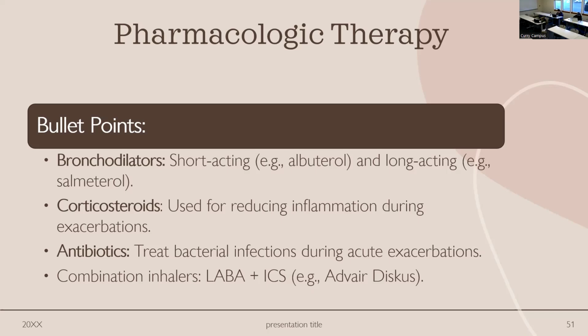Pharmacological therapy, some of the same things as asthma. Short-acting albuterol could help, or long-acting like salmeterol. So the same two medications as asthma patients would take. Corticosteroids, either prednisone oral or inhaled corticosteroid. Antibiotics if they have a bacterial infection. And combining inhaled corticosteroid with a long-acting beta agonist. One popular one would be the Advair Diskus.